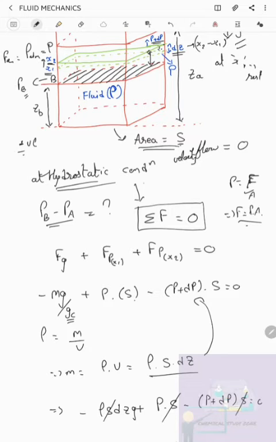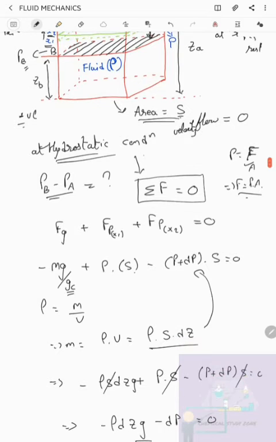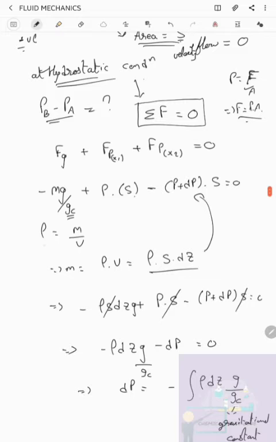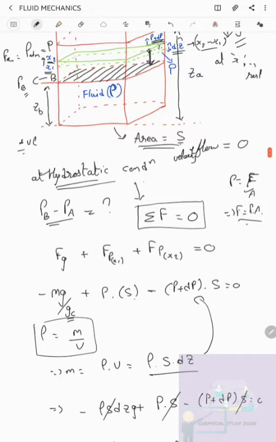As I previously said, this pressure force at x1 does not show any downward effect, so that's why I have taken the plus symbol over here. And this pressure force at point x2, that is P plus dP, is being expanded, so it is showing its effect downwards in this condition. So that's why we have taken the minus symbol here, minus P plus dP into S. As you know, density equals mass by volume, and mass equals density times volume. That means density into area into height, which is this x2 minus x1 distance, which is dz.